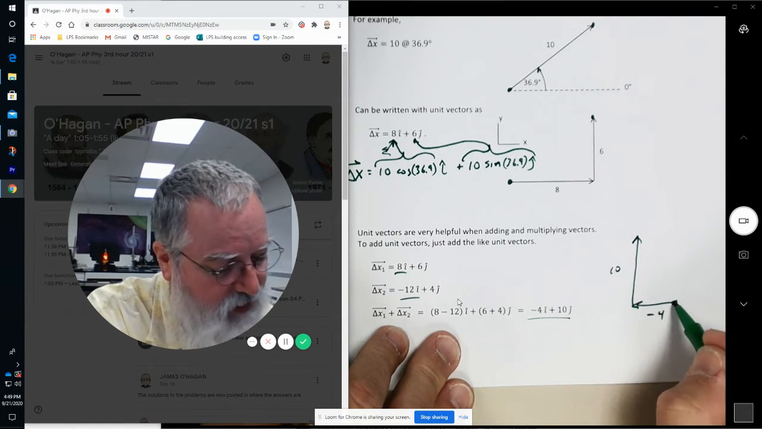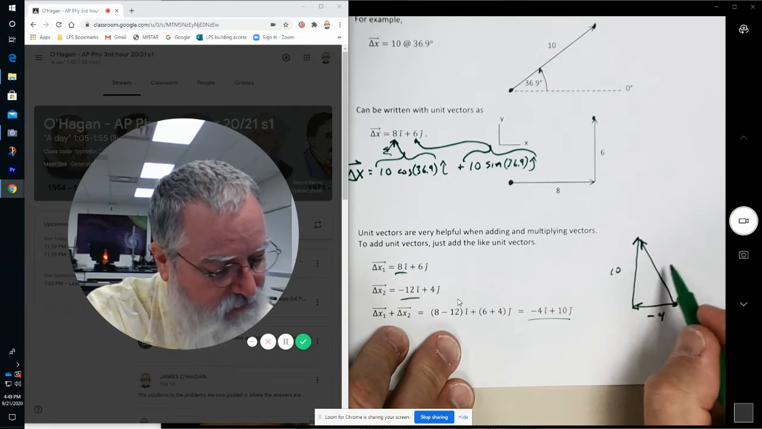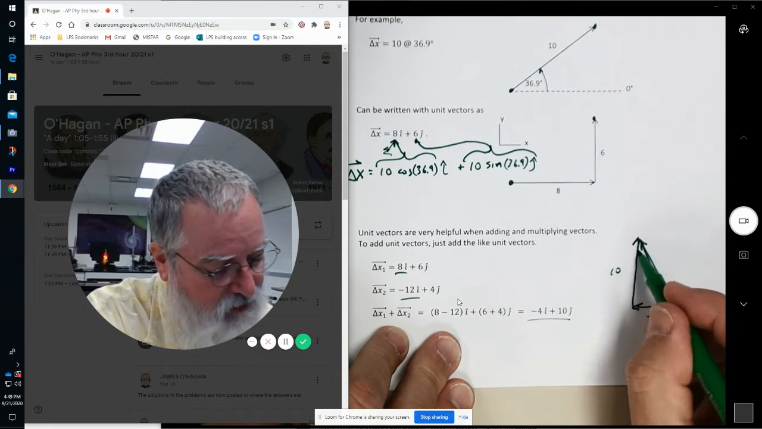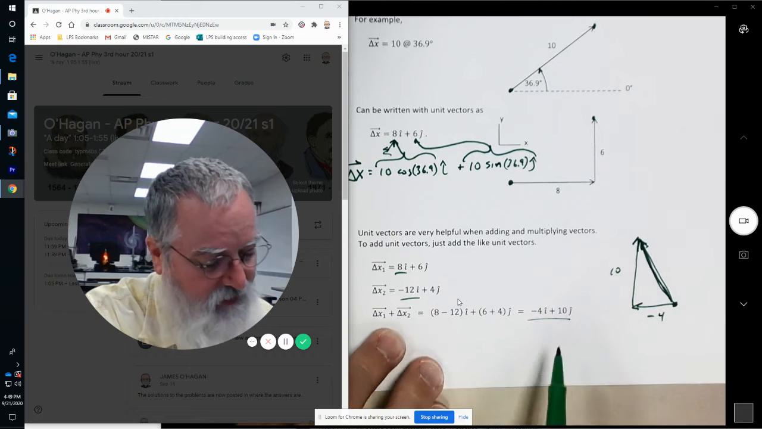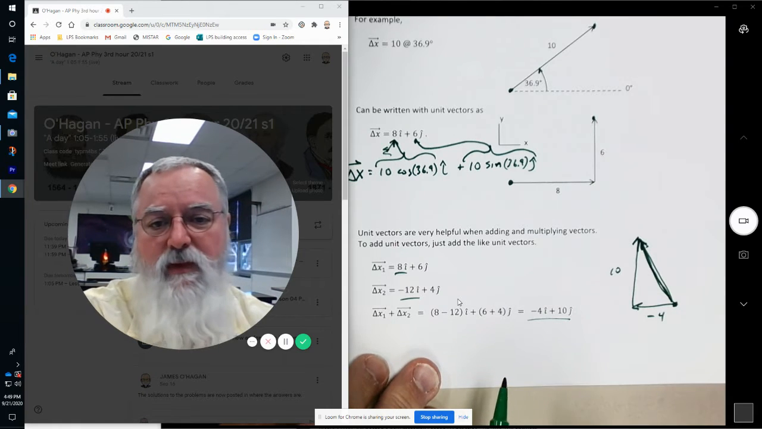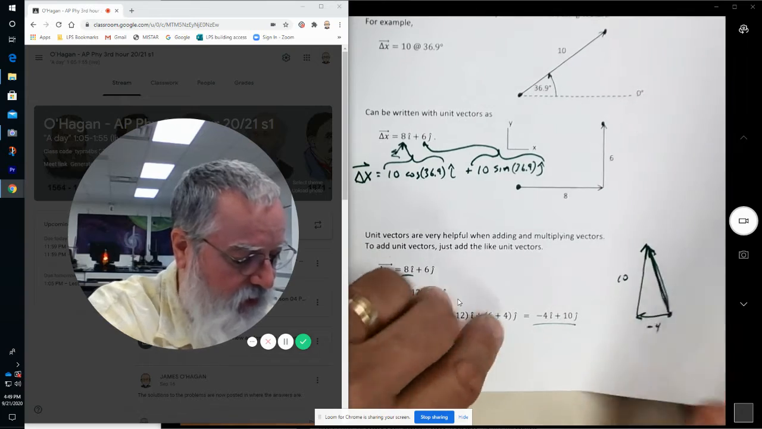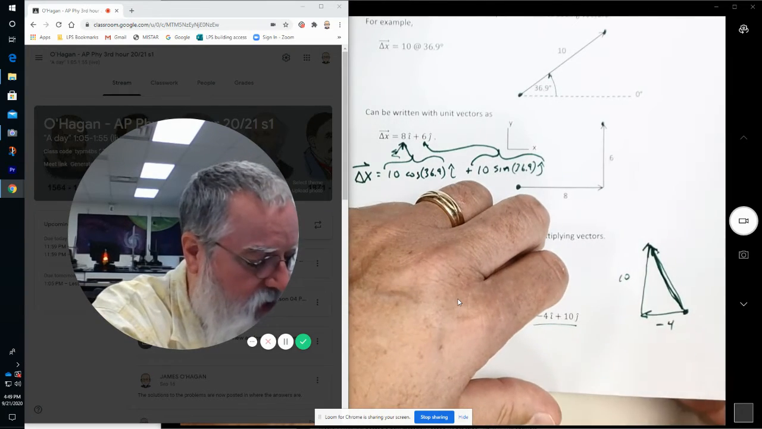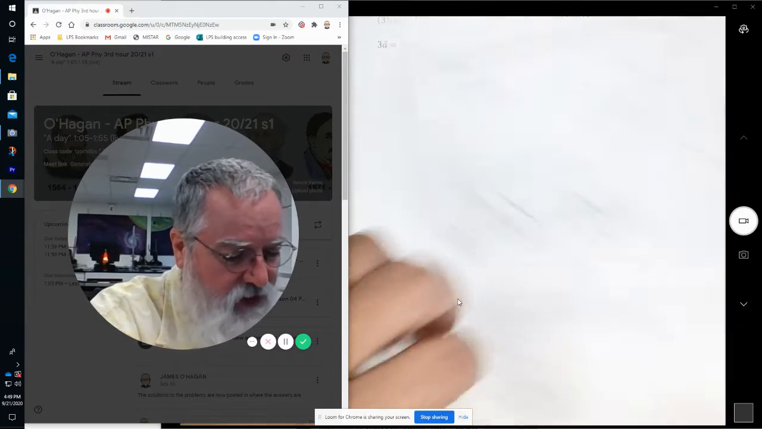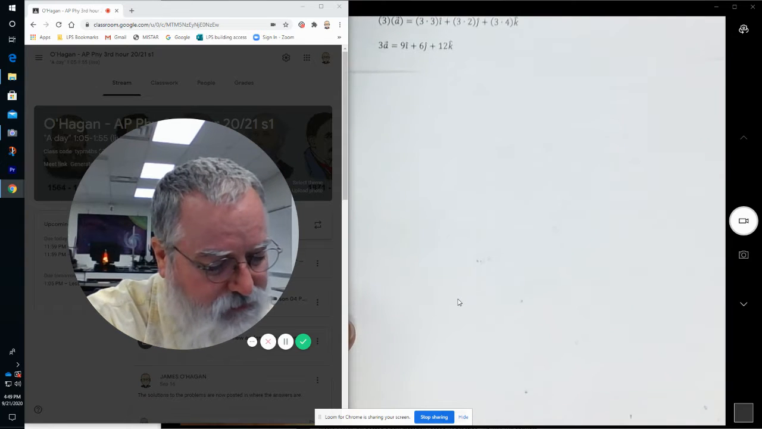So we're talking about a vector that looks like this. Right here, that big thing that I drew at the end. That's this. Okay? So that's adding with unit vectors. All right. So now let's talk about just multiplying vectors in general.